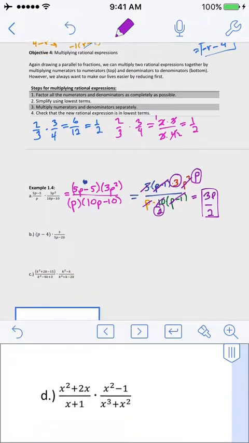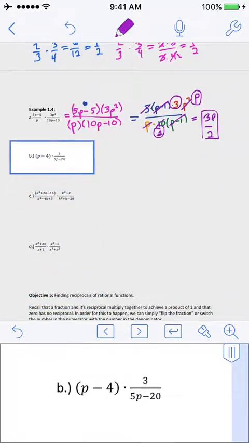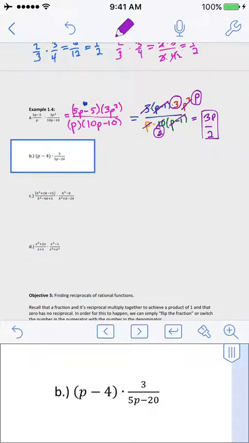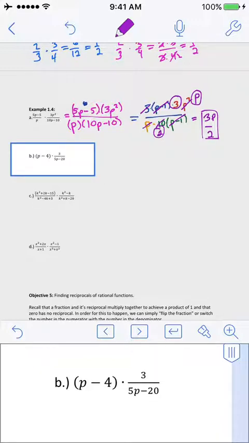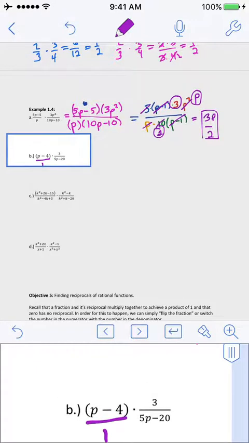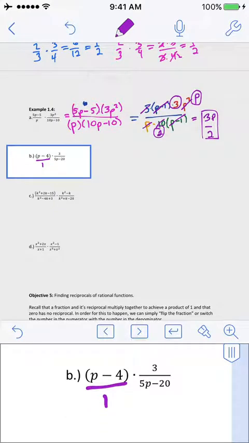Let's try it again. P minus 4 times 3 over 5p minus 20. Now remember, any whole polynomial is the same thing as that over 1. Same thing goes for numbers. If you had 26, that's the same thing as 26 over 1. So I do still have a rational times a rational.